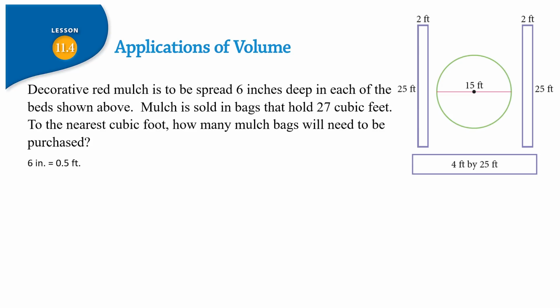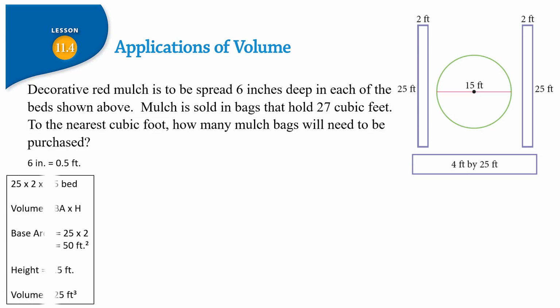Now I'm going to start with the thin rectangular beds, the ones that are 25 feet by 2 feet. Since they're 6 inches deep, that means we have a 25 by 2 by half bed. That 0.5 is how deep it goes. Well, volume is base area times height. So the base area would be 25 times 2, which is 50 feet squared. The height is 0.5 feet. So that means the volume of the one on the left, say, is 25 feet to the third power.